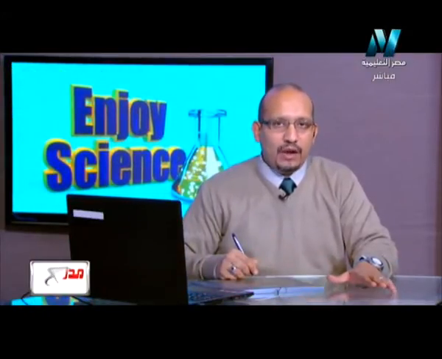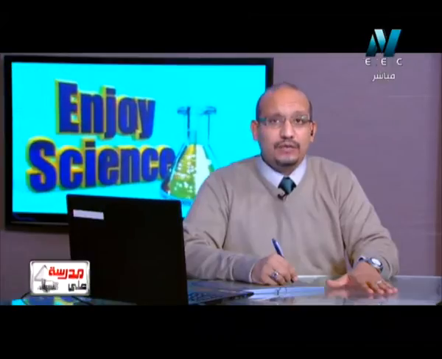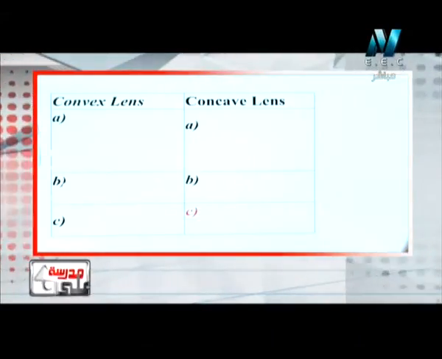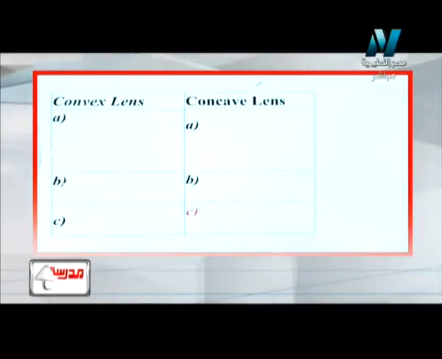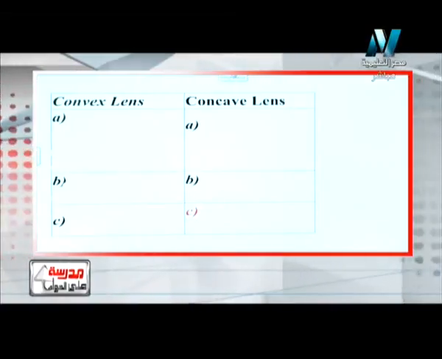So, dear students, from these problems we can mention the properties of the image by using rule number 1, a light ray parallel to the principal axis refracts through focus, and rule number 2, a light ray passing through focus refracts parallel to the principal axis. Here we have to differentiate between the convex lens and the concave lens. We will make a comparison to collect all the main points in our lesson today.